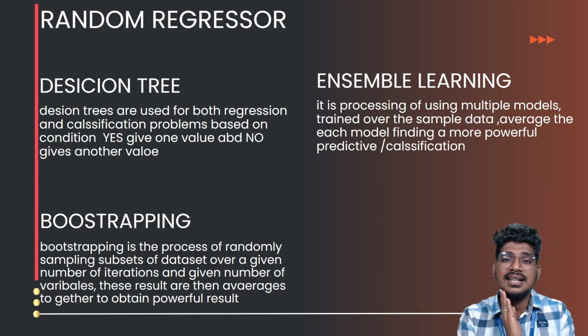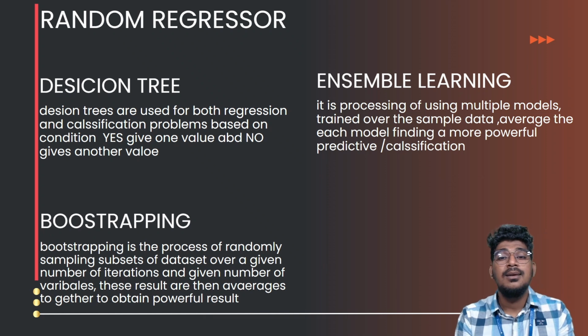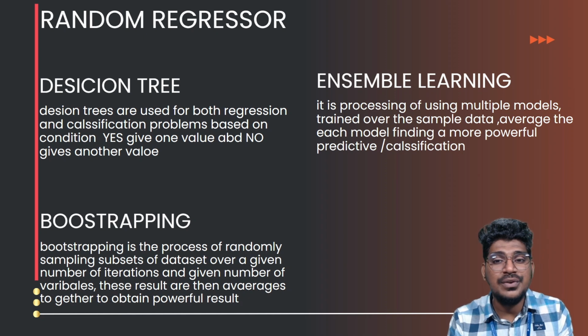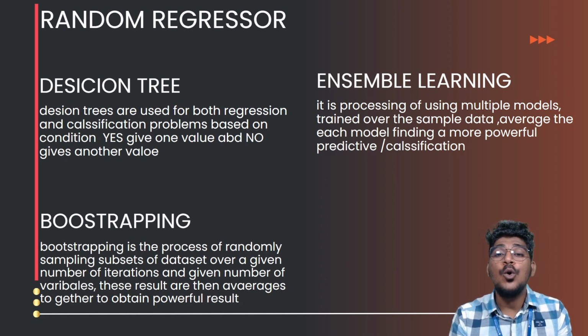So what exactly is ensemble learning? It is the process of using multiple models to train over the sample data. After that, each and every decision tree gives one particular output. To that output we apply an average calculation. Taking the average of each model's prediction gives a more powerful predictive and classification result. That is ensemble learning.